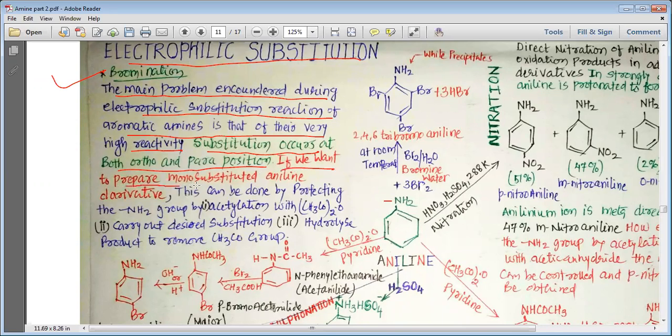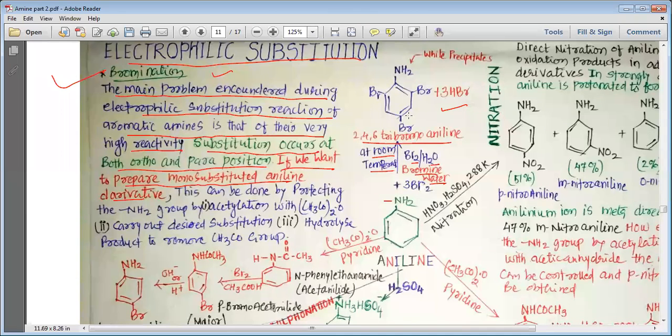If we want to prepare the mono-substituted aniline derivative, we will have to follow another method. So first we need to study bromination. If we have aniline and we want to do bromination, this aniline is allowed to react with bromine water. When aniline reacts with bromine water at room temperature, my dear students, bromine water is nothing but bromine dissolved in water, we get 2,4,6-tribromoaniline. So instead of getting the ortho or para product, we directly get the tri-substituted aniline, known as 2,4,6-tribromoaniline.